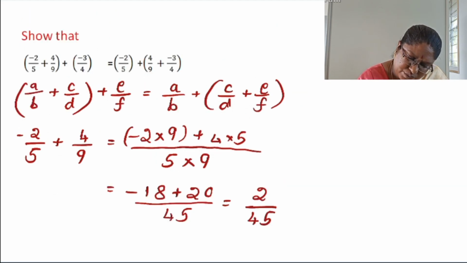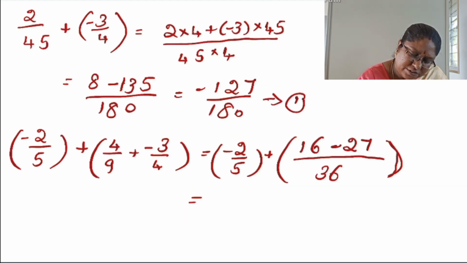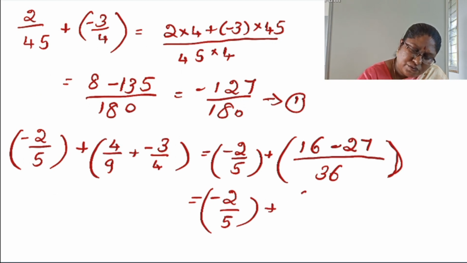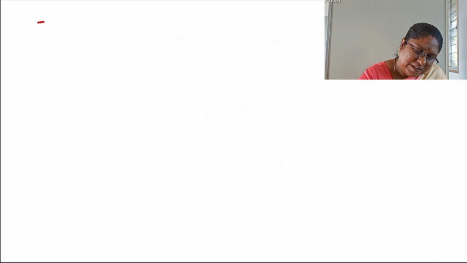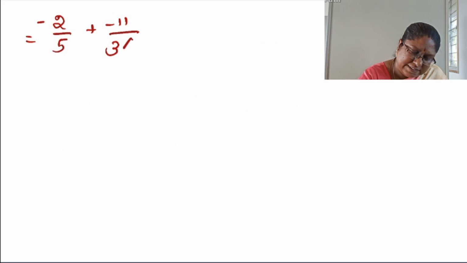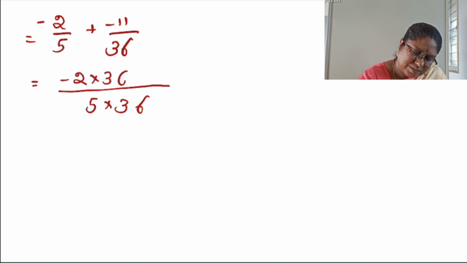One minute. We will recall the question once again. 4 by 9 plus minus 3 by 4. So have this. Now minus 2 by 5 plus, so here 16 minus 27 gives minus 11, because minus is more, by 36. Now try to take the LCM here. Minus 2 by 5 plus minus 11 by 36. Cross multiply. 5 into 36, here minus 2 into 36, here minus 11 into 5.